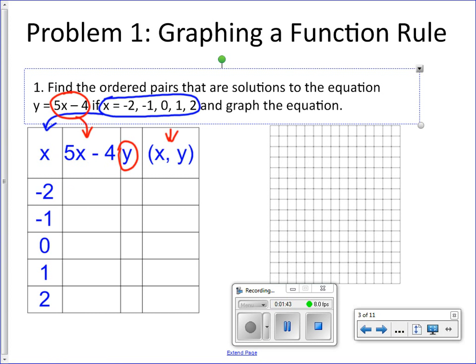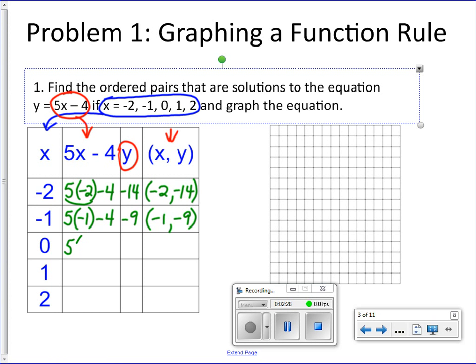First of all, we're going to take our expression 5x minus 4 and substitute -2 for the x. Evaluating this, 5 times -2 is -10, minus 4 would be -14. So we have the ordered pair -2, -14. Taking the same expression and substituting in -1, we have 5 times -1 is -5, minus 4 is -9. So we have the ordered pair -1, -9.